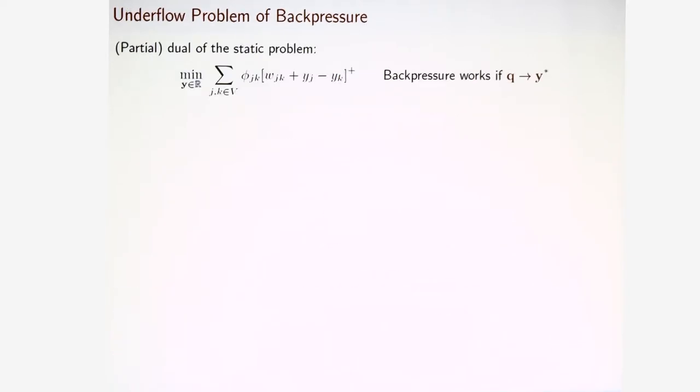And here is what the dual function looks like. The y's are the dual variables. If you use vanilla max weight, then your queue lengths function as the y's. If your queue lengths can converge to the optimal dual variable, which I denote by y star, then your policy is asymptotically optimal. Okay? If that's the case, then back pressure works, because you are using the right Lagrange multiplier, the right shadow price.